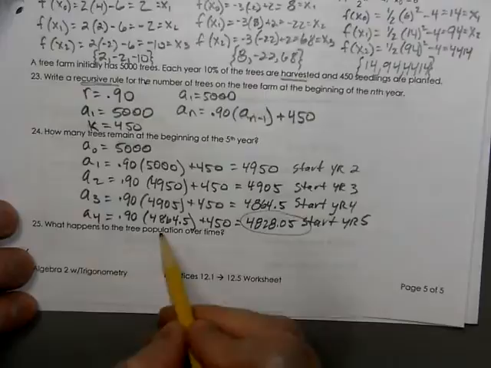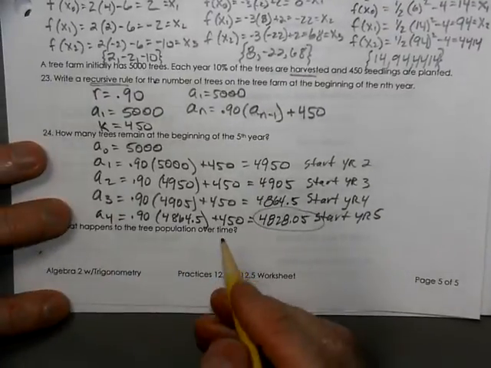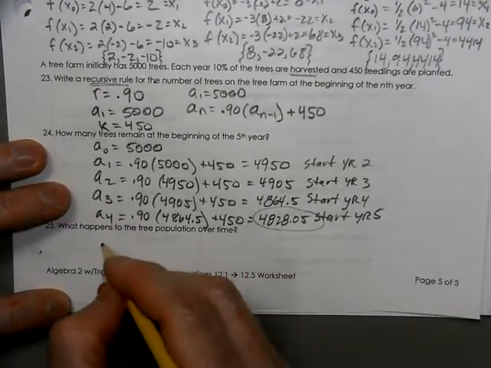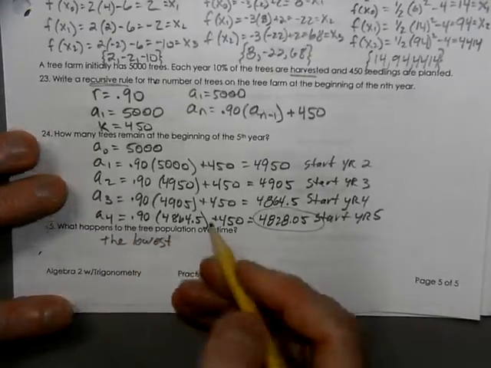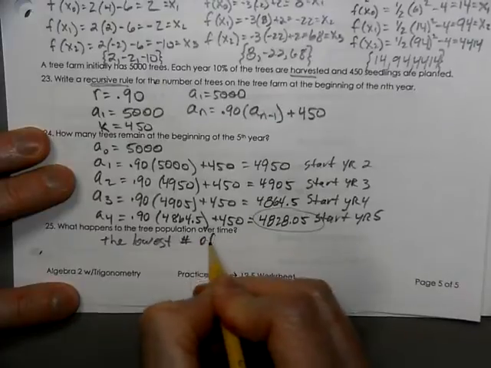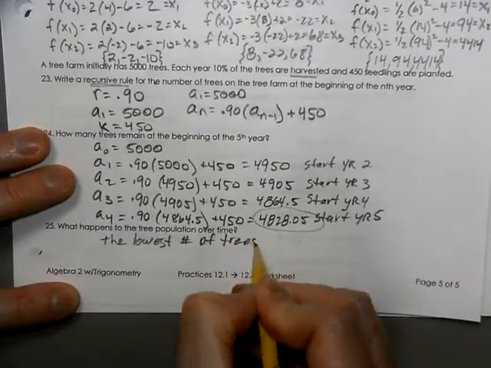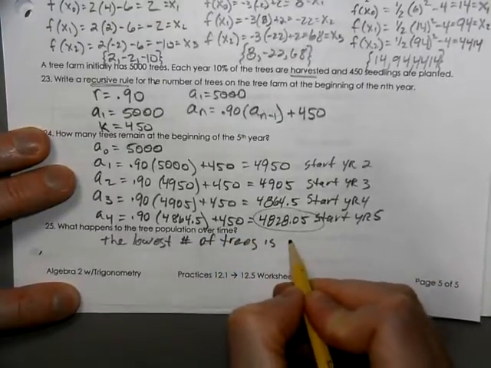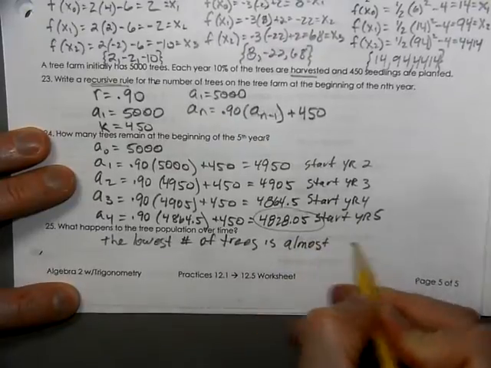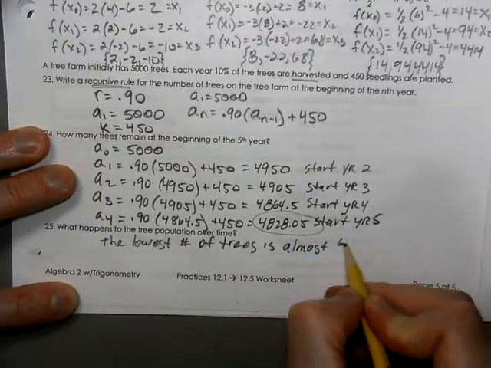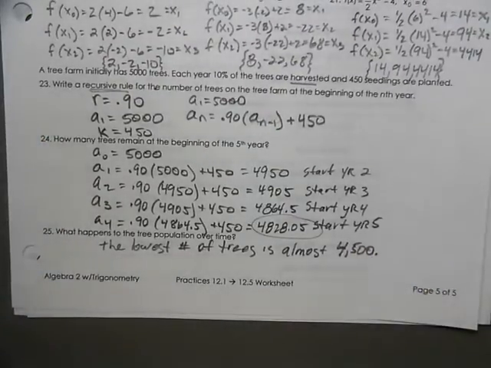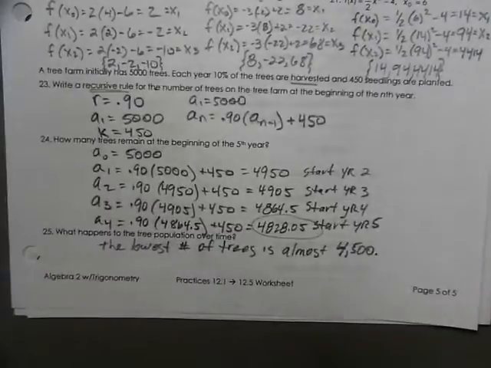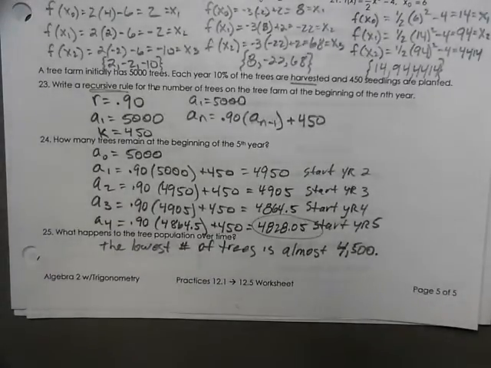So what happens to the tree population over time? So the total number is almost, or the smallest number actually, is almost 4,500.